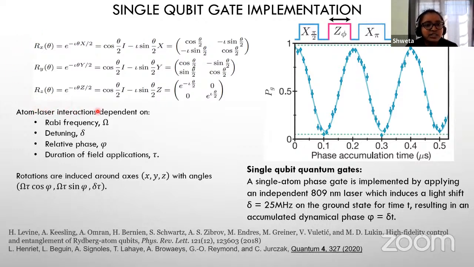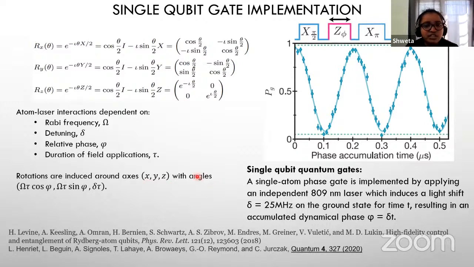So these atom-laser interactions are dependent on various factors. First is the Rabi frequency of the laser, which depends on the intensity, and also the detuning delta, which is the difference from the resonant level, like how off-resonant it is. Also the relative phase between different laser pulses, and how long, for a time tau, we are applying that pulse field.